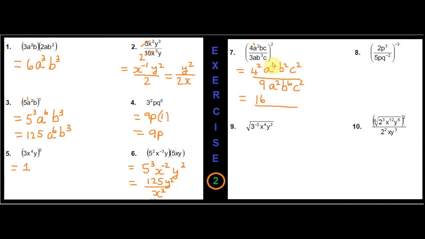And in a to the 4 divided by a squared, we subtract the powers. So it's a squared. Then 2 minus 6 is minus 4. And 2 minus 2 is 0. So it's c to the 0, which is just 1. And of course, this is all over 9 still. Then the last step here is to take the b to the minus 4 to the denominator. So it's 16a squared all over 9b to the 4.